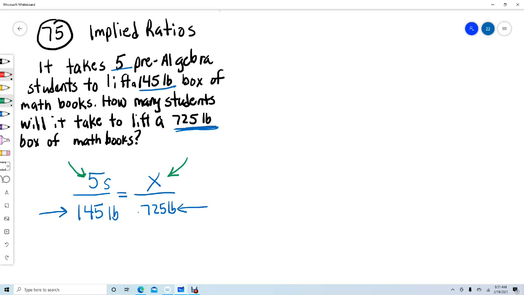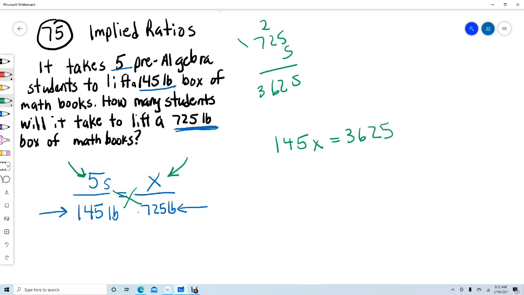All we have to do now is cross multiply. I didn't work this out, darn, sorry. I'll do it quickly. Okay, so 5 times 725. I like to put my variables on the left, so we'll say 145 times x equals 725 times 5, which is 3,625. I'm going to divide both sides by 145. I want x all by itself on the left. Those are going to cancel.